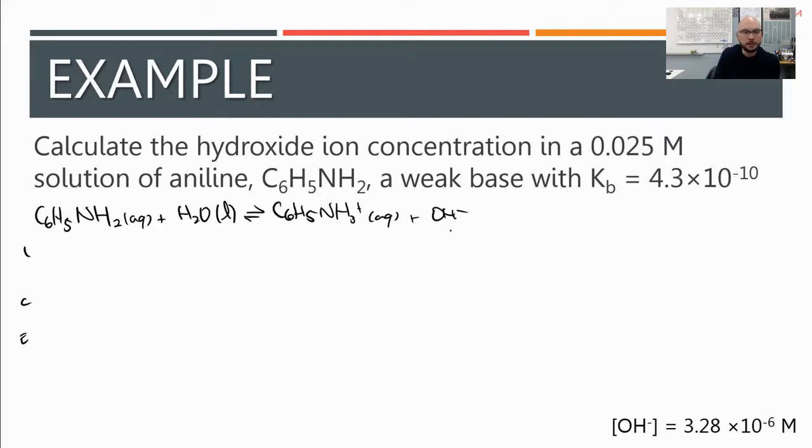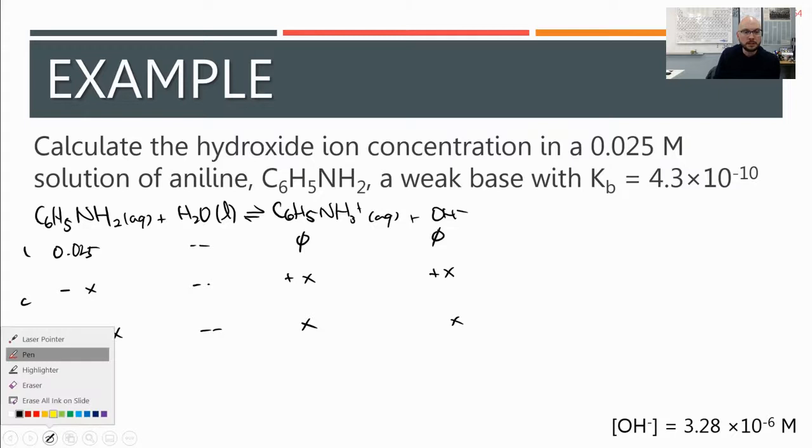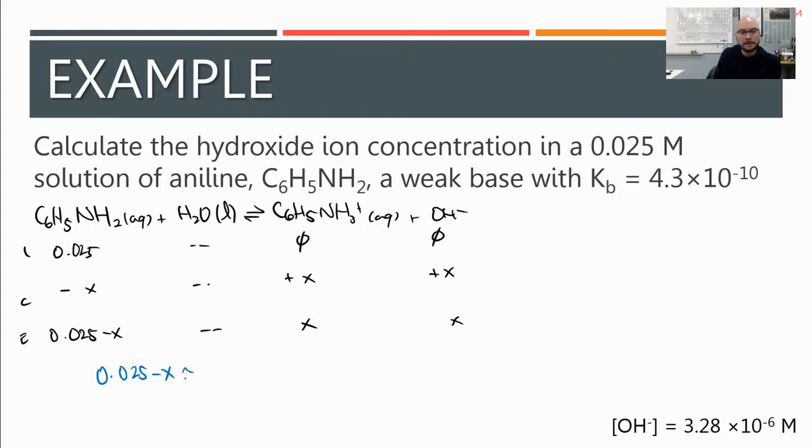We know the initial concentration here is 0.025. We know that water is liquid, so it doesn't appear in this. We have 0 aniline ions and 0 hydroxide ions. This is going to decrease by x, 0.025 subtract x, increase by x, increases by x. So we get x, and dashes all the way down. Again, I always want to see this, or else I'm going to take a point deduction. I want you to show me mathematically how we're getting around using that quadratic expression. So this works out to being 0.025.